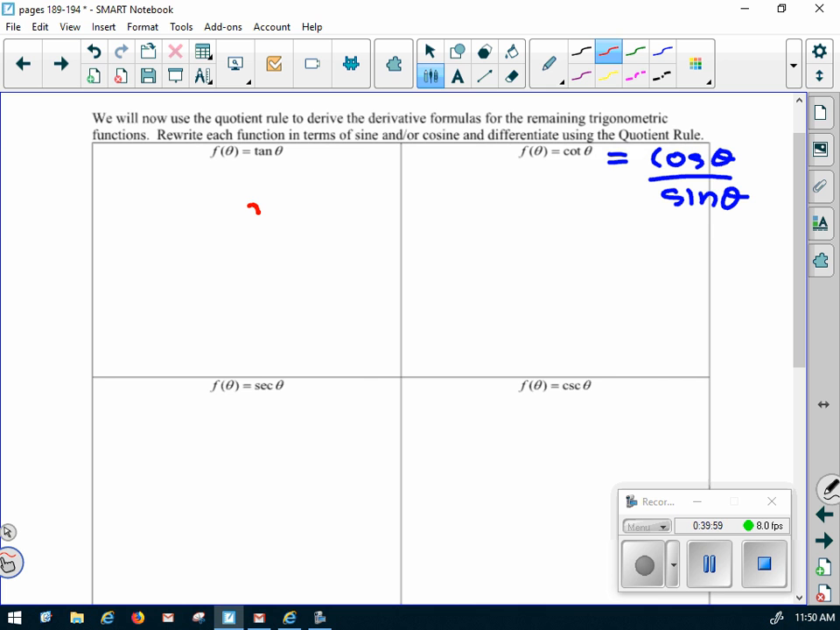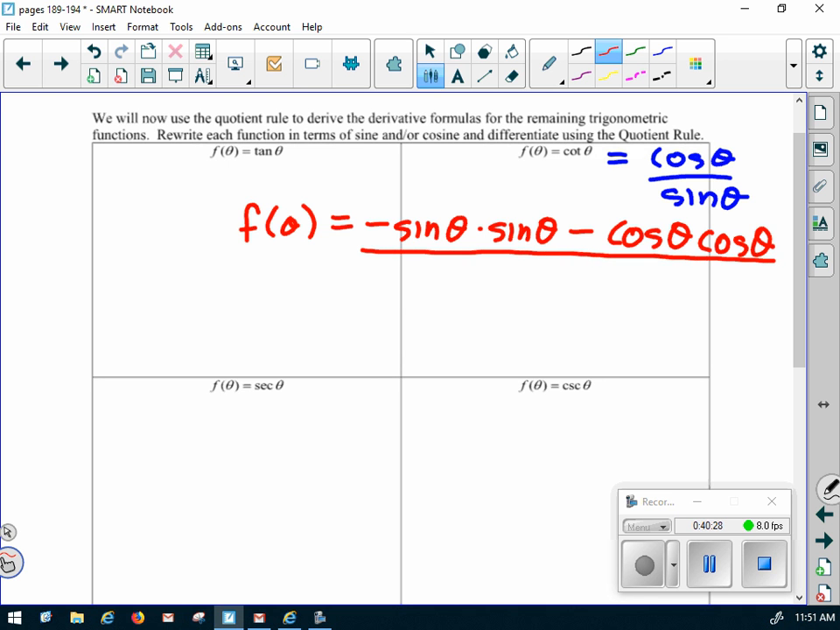And here we go. Derivative of the top times the bottom, minus the derivative of the bottom times the top, over the bottom squared.